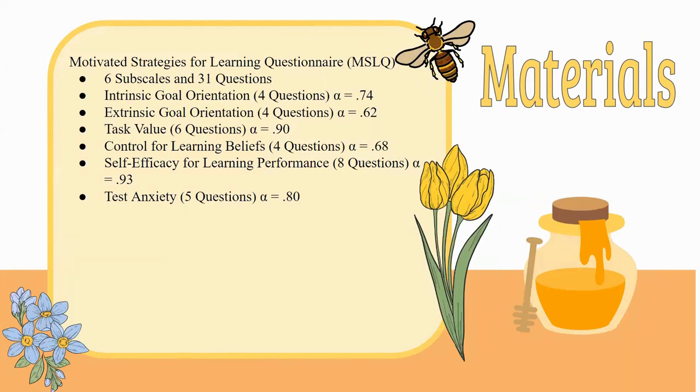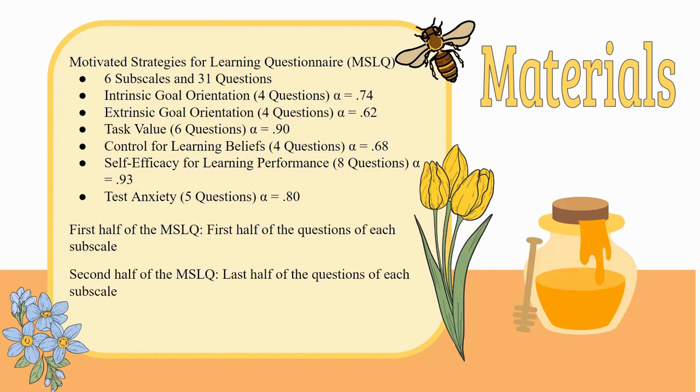The MSLQ was split in half where participants saw both halves by the end of the survey. The first half of the MSLQ included the first half of the questions for each subscale. For example, for task value, I used the first 3 questions, while the second half of the MSLQ included the last half of the questions for each subscale. For example, for task value, I used the last 3 questions.